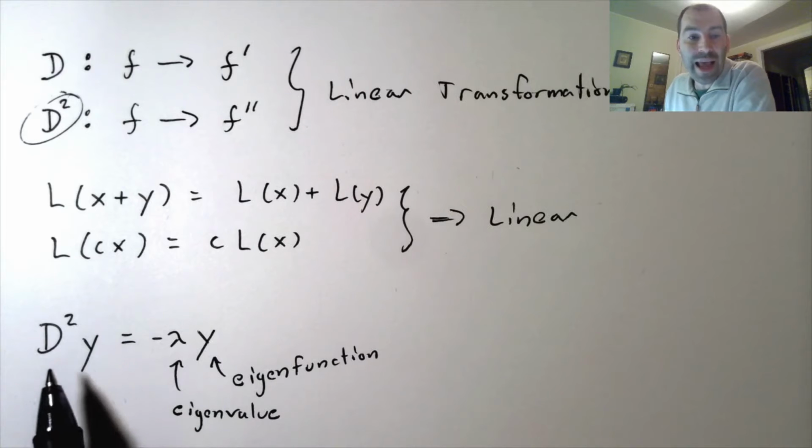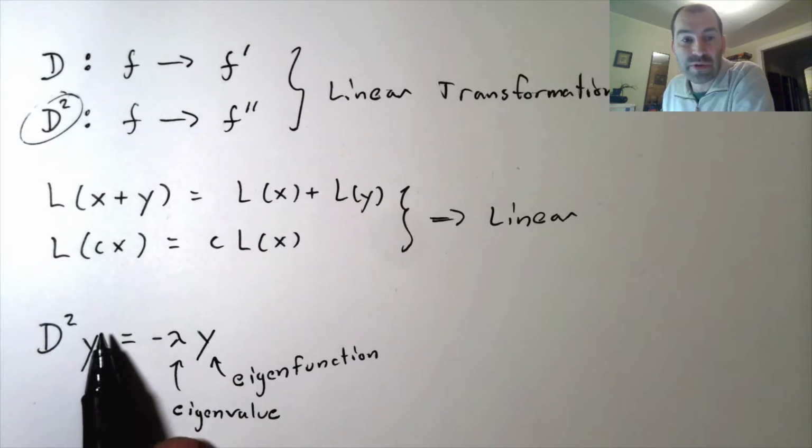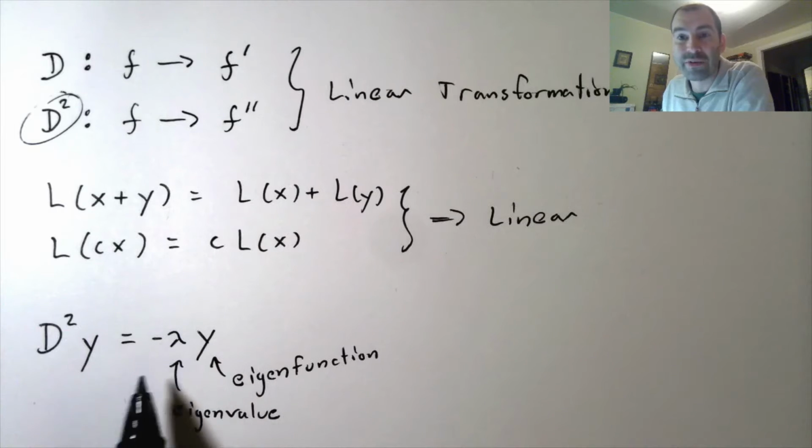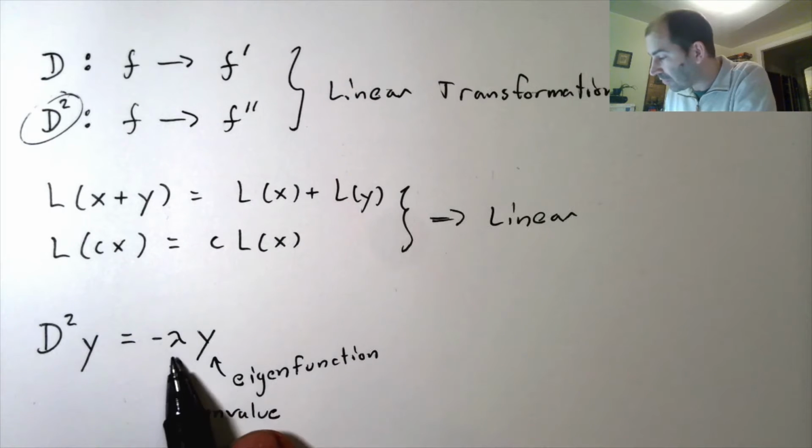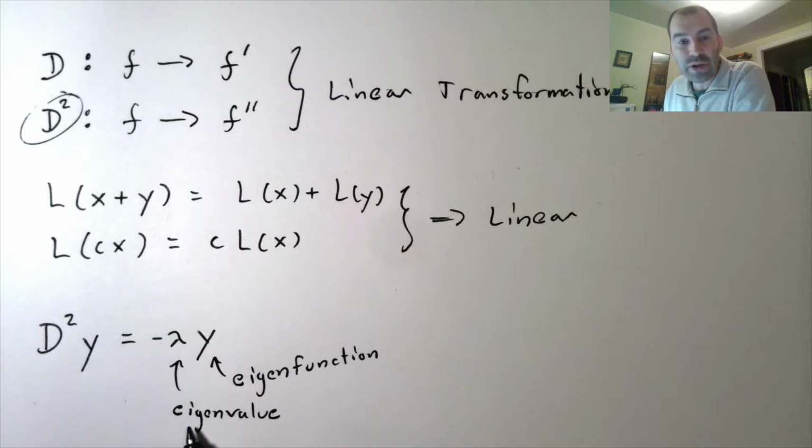So this is not going to happen to every function. It's not always the case that when you take the derivative of something, you get a multiple of it back. In fact, that almost never happens. But for some functions, it does happen. And for those functions, we call them eigenfunctions. And that multiple, well, the negative of it, we call the eigenvalue.